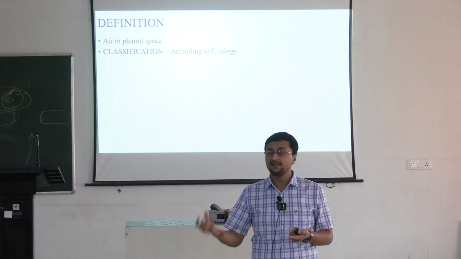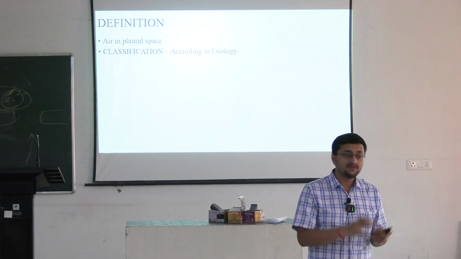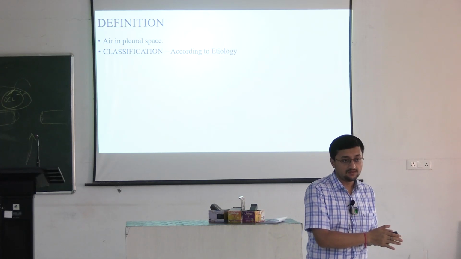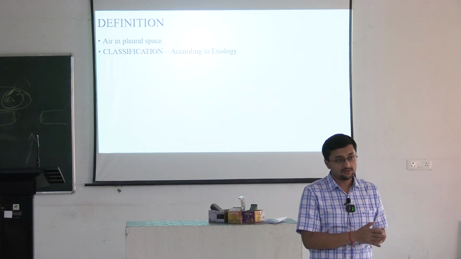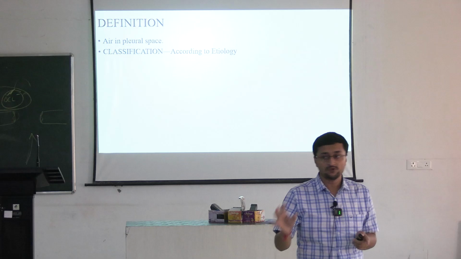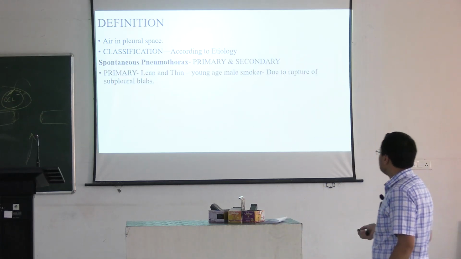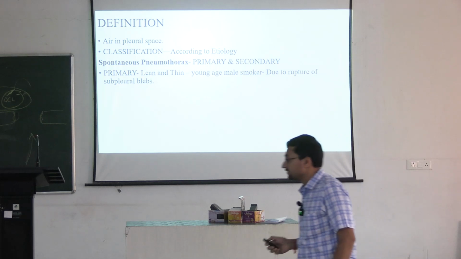And what is traumatic? That means there is definitely a history of trauma, maybe a road traffic accident, maybe blunt trauma, maybe sharp trauma, or maybe instrumentation inside the pleural space, right? So this is the classification according to the etiology.